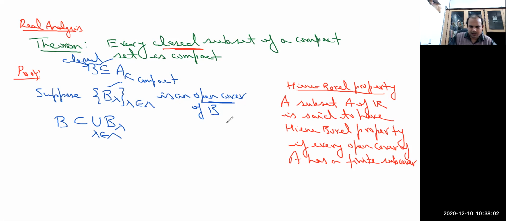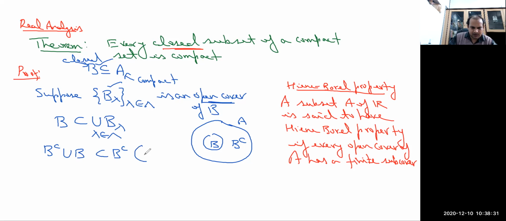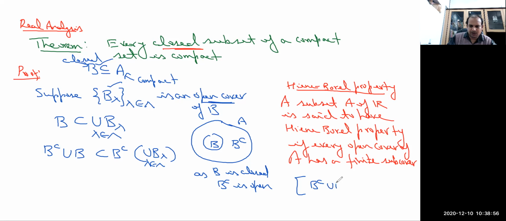Now, for example, if this one is A and suppose this one is B, then obviously this one is B complement, and B union B complement. If I take union with B complement on both sides, then I can write here that, since B is closed, B complement will be open, where lambda belongs to the indexing set. Why is B complement open? Because B is closed. As B is closed, this implies B complement is open. Now here one thing more: since the subsets are of R, B complement union B is going to be the whole of R.